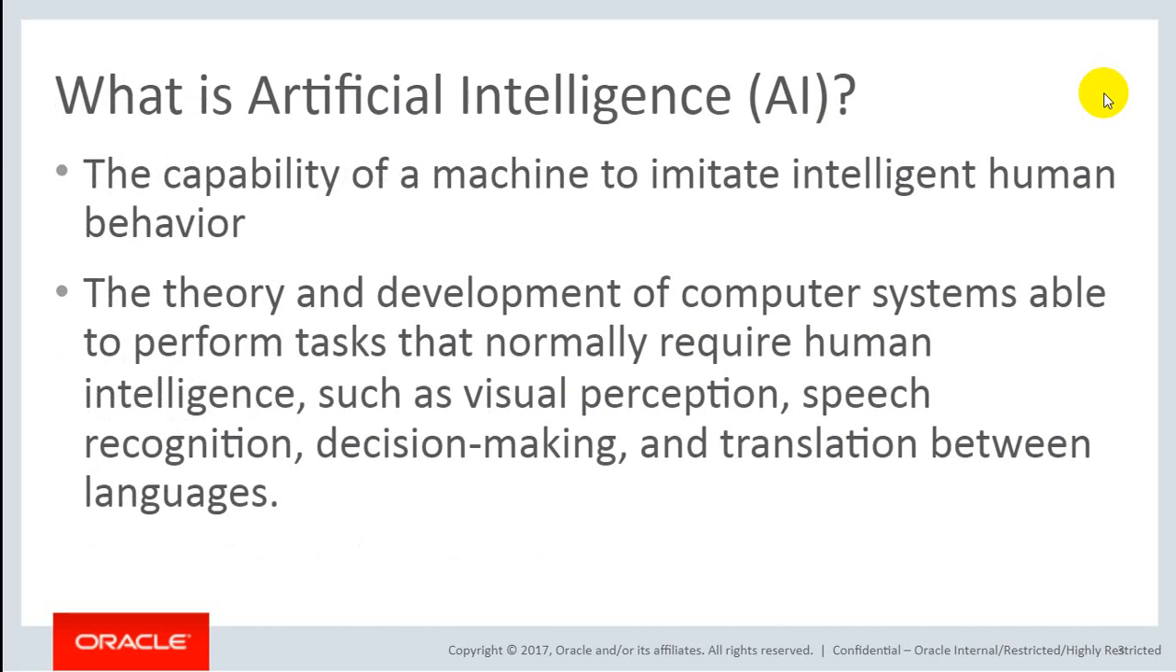What is artificial intelligence? The capability of a machine to imitate intelligent human behavior. Artificial intelligence is demonstrated by machines in contrast to the natural intelligence displayed by humans. AI is applied when a machine mimics cognitive functions that humans associate with other human minds, such as learning and problem solving. For example, a computer playing chess with a human being. The system has to understand the moves made by the human and then come up with the next move that takes the game forward.